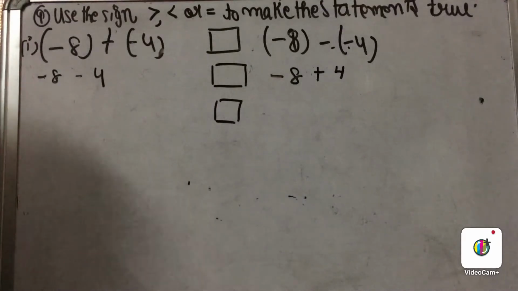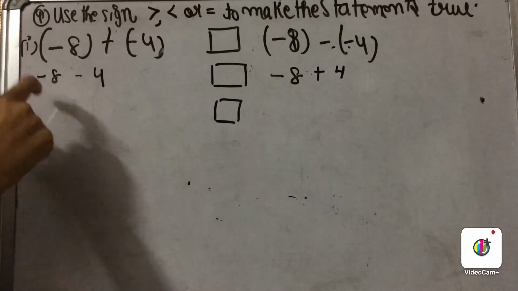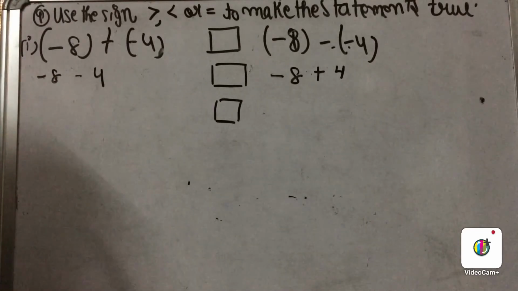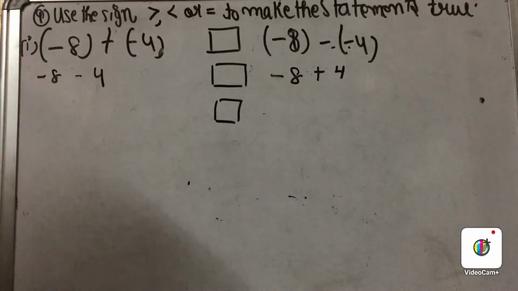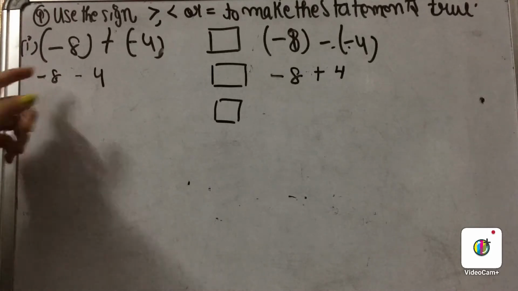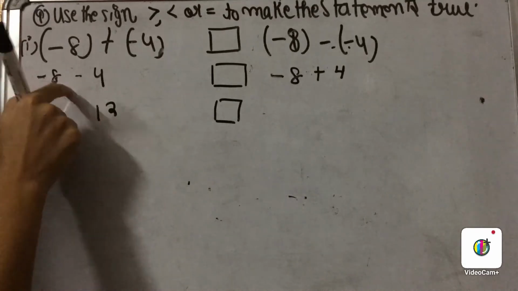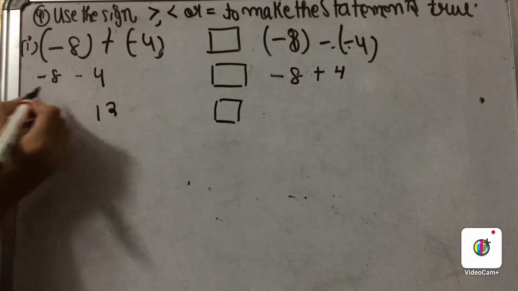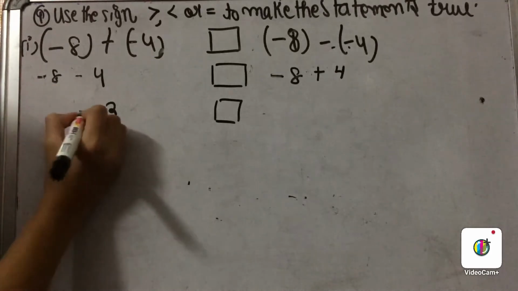So now we will solve these both. Minus minus plus. So we will not subtract 4 from 8, we will add 8 and 4 because here is minus minus and 2 negatives make a positive. So 8 plus 4 equals 12, and which one is bigger? 8, and the sign in front of 8 is minus, so it will be minus 12.